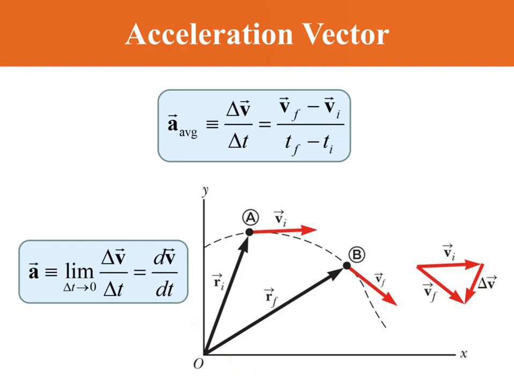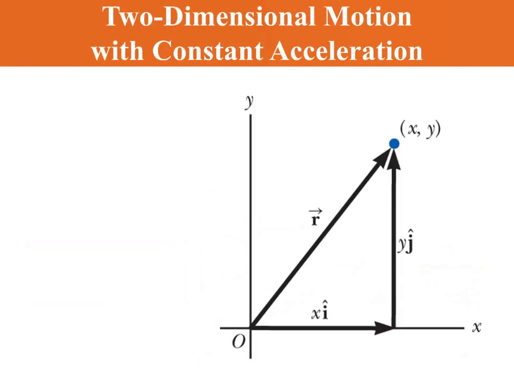So the motion in two dimensions with constant acceleration is basically when we combine the analysis of the x motion and the y motion. Let's say the object is here, given by a displacement vector r, where r consists of the y motion and the x motion. So we can write the r vector as xi plus yj, where i and j are the unit vectors for the x and y components.